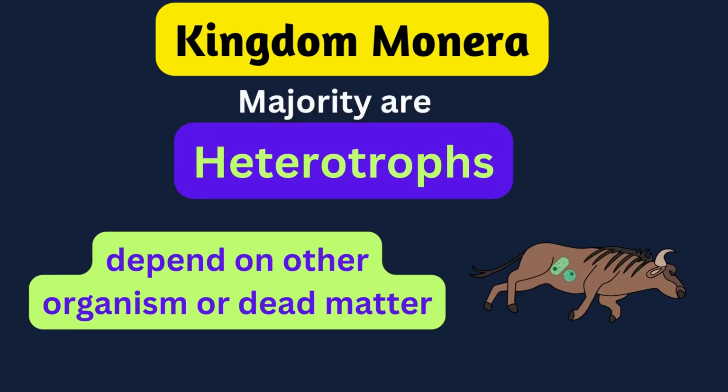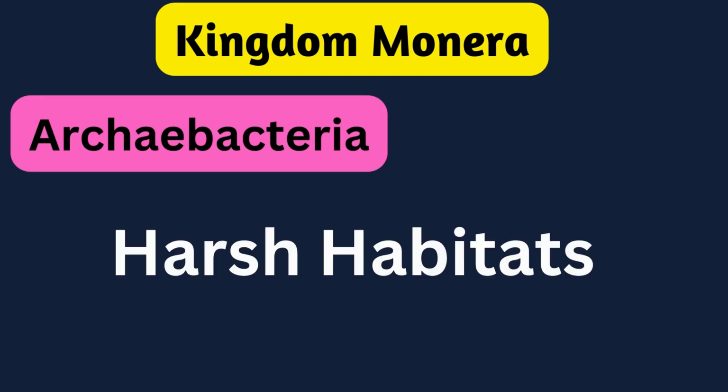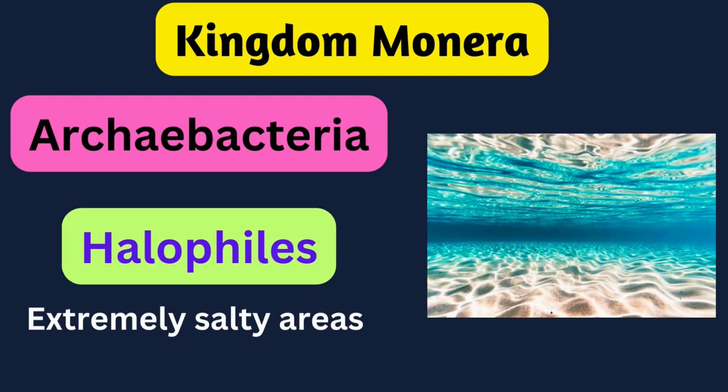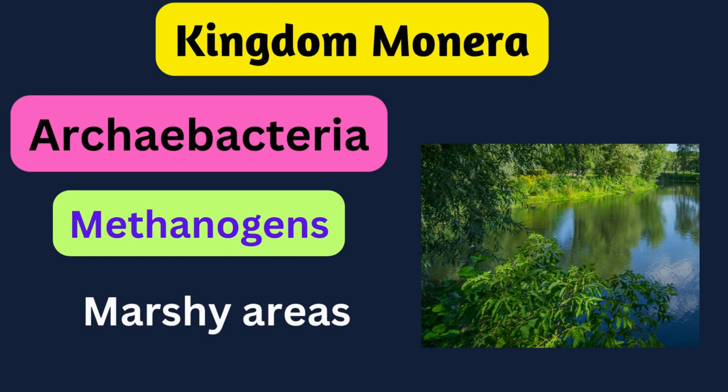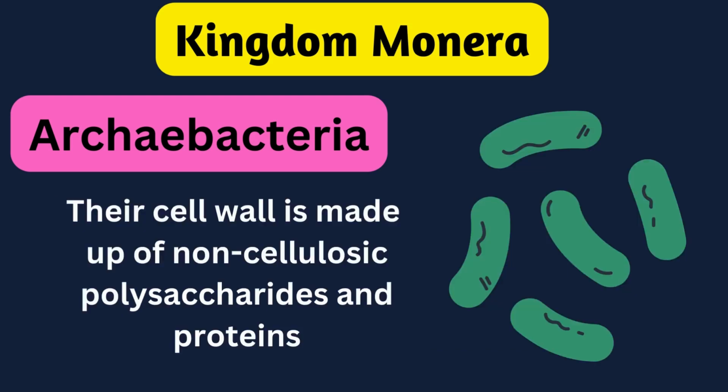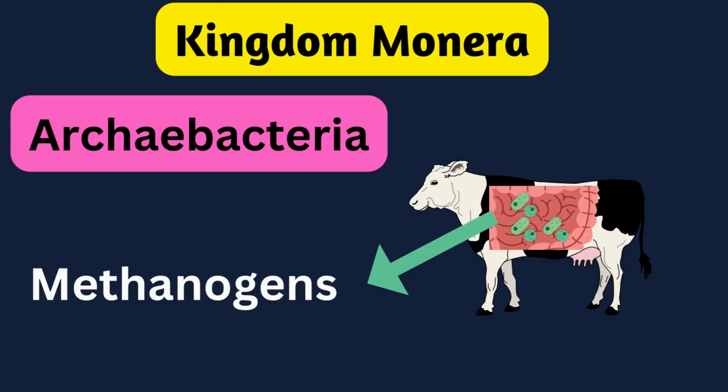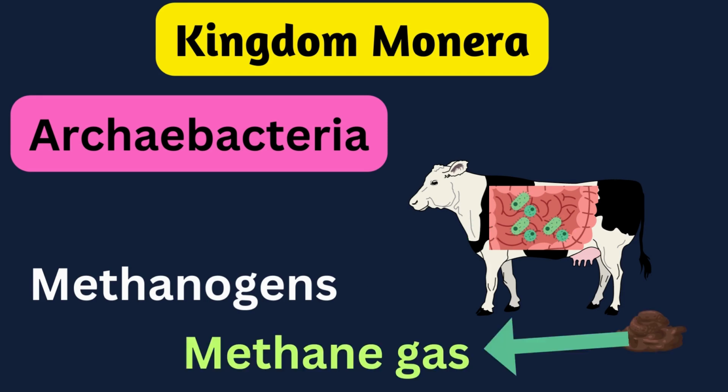The vast majority of bacteria are heterotrophs, that is, they depend on other organisms or on dead organic matter for food. Next is archaebacteria. These bacteria are special since they live in some of the most harsh habitats, such as extreme salty areas, halophiles, hot springs, thermoacidophiles, and marshy areas, methanogens. Archaebacteria differ from other bacteria in having a different cell wall structure, and this feature is responsible for their survival in extreme conditions. Methanogens are present in the gut of several ruminant animals such as cows and buffaloes, and they are responsible for the production of methane biogas from the dung of these animals.